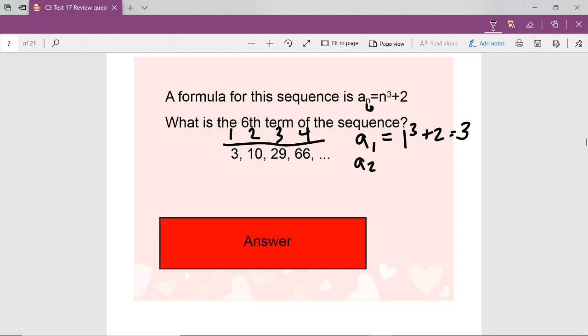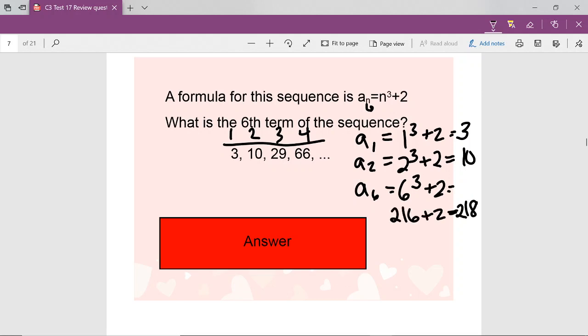So a sub 2 should give me 10. 2 cubed plus 2 is 8 plus 2, so 10. So it works. 3 will give me 29, 4 will give me 66. And when I look at the sixth term of the sequence, a sub 6 equals 6 cubed plus 2. 6 cubed is 216, so plus 2 is 218. So remember, if you're looking for a specific term in the sequence, plug in that number for n.